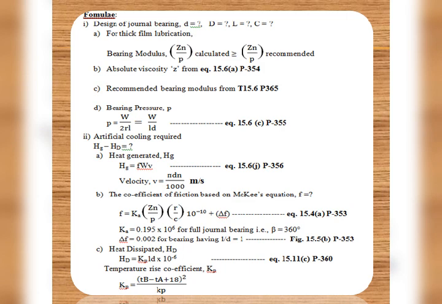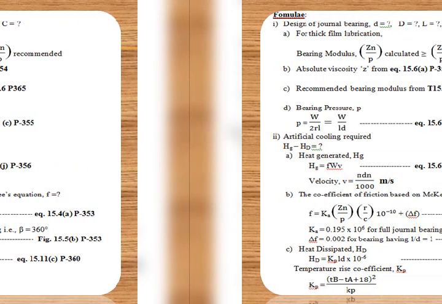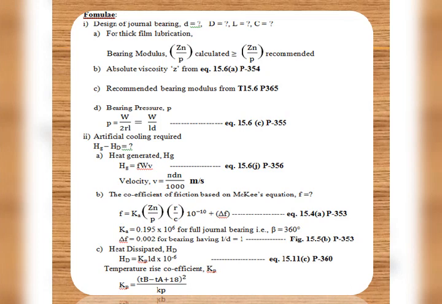So we are assuming, since that is the unknown we have to find, bearing ratio L by D is equal to 1, for that delta F is equal to 0.002, that is from figure 15.5b, page number 353. Then this gives the value of Hg. Next, heat dissipated, H suffix D is equal to K suffix P L into D into 10 to the minus 6, that is equation number 15.11c, page number 360.